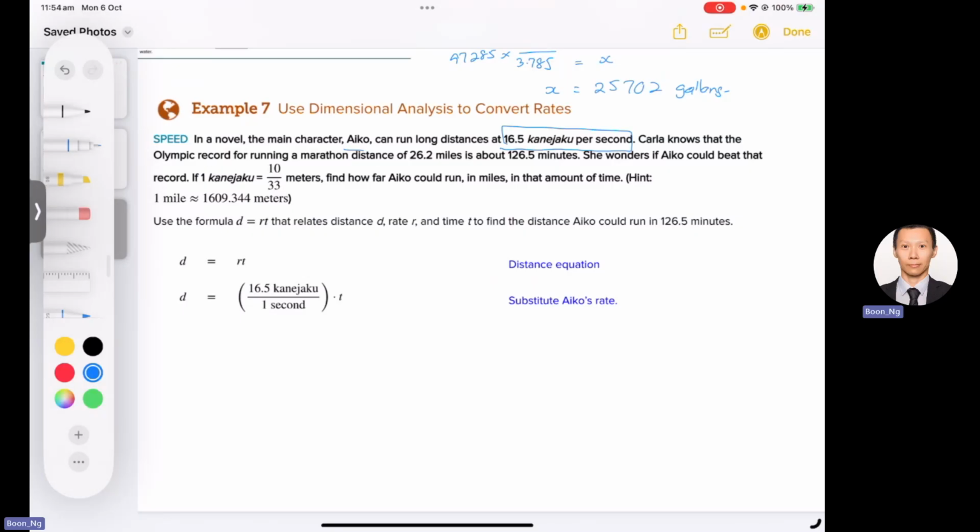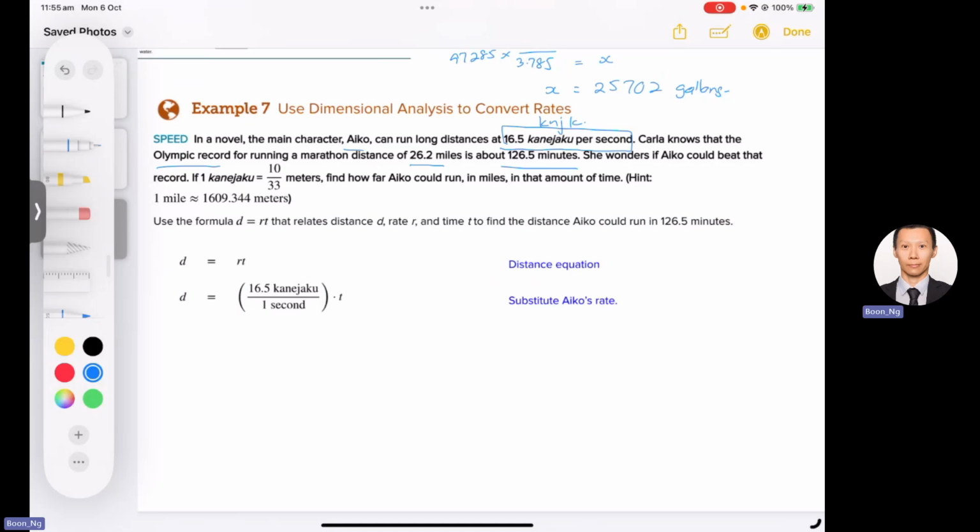16.5 Kanijaku per second. I suppose, I've never seen this before. Kanijaku. And then the Olympic record basically is 26.2 miles, and that's the distance, in 126.5 minutes. So basically, we are trying to determine if Aiko can break the record or not.